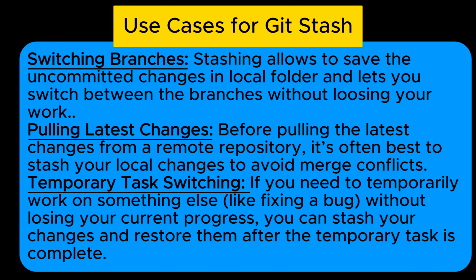And the third use case is when you need to switch temporarily. If you need to temporarily work on something else, like fixing a quick bug, and you don't need to lose your current progress, then you can stash your changes and restore them. So let's start with how to use Git Stash practically with examples.